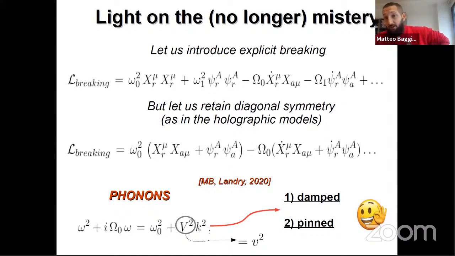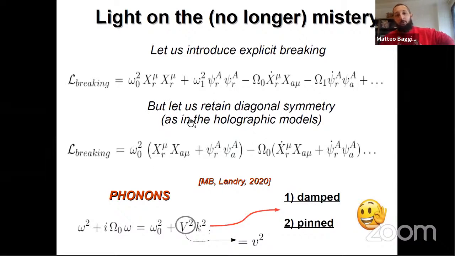But then you want to do something different, because as I told you at the beginning, these holographic models break the symmetry, but in a way that retains the diagonal symmetry. And you remember the diagonal symmetry: X shifts with space-time translations, while psi shifts with internal translations. If you want to retain the symmetry, you have to combine these fields in a way that once you shift one and the other together, the terms are still invariant. So the only thing you can do is impose that these coefficients in front are actually the same and write down the terms like this. This is, of course, not the most general thing that you can do, but this is what is relevant for comparing with these holographic models.